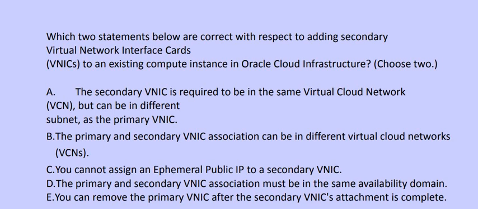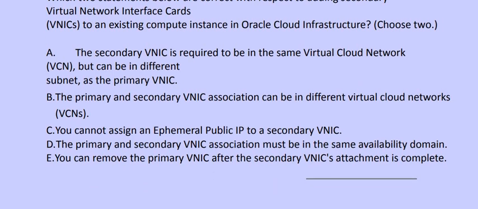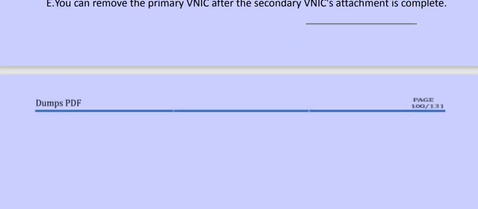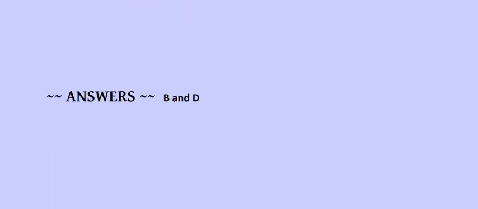Option B, the primary and secondary VNIC association can be in different virtual cloud networks (VCNs). Option C, you cannot assign an ephemeral public IP to a secondary VNIC. Option D, the primary and secondary VNIC association must be in the same availability domain. And option E, you can remove the primary VNIC after the secondary VNIC's attachment is complete. The correct option is option B and D.